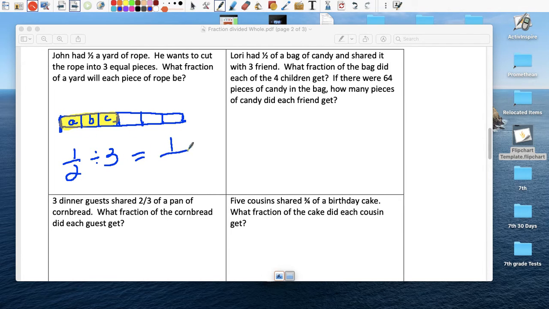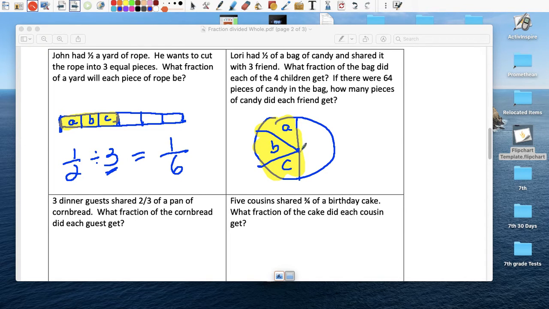A got 1 out of 6. All right, so if you want to draw a circle, right, we shade half. All right, this is half. And then we're going to cut it into 3 because there's 3 pieces, right? 1, 2, 3, A, B, C, and don't forget we have to cut the other side. So how much did A get? A got 1 out of how many? 6. So whether you use a square or this, you get the same answer.